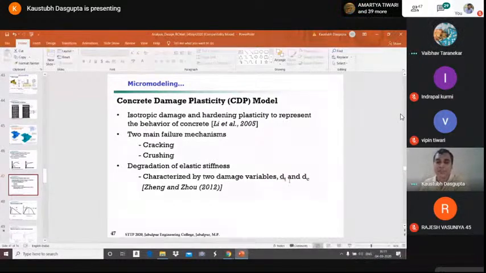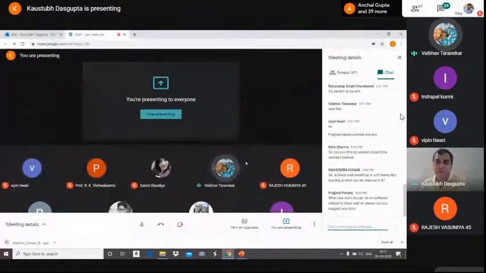So between the micro modeling, there are two models. One is the elastic model and another is the plastic model. For cyclic analysis, which model would you prefer?